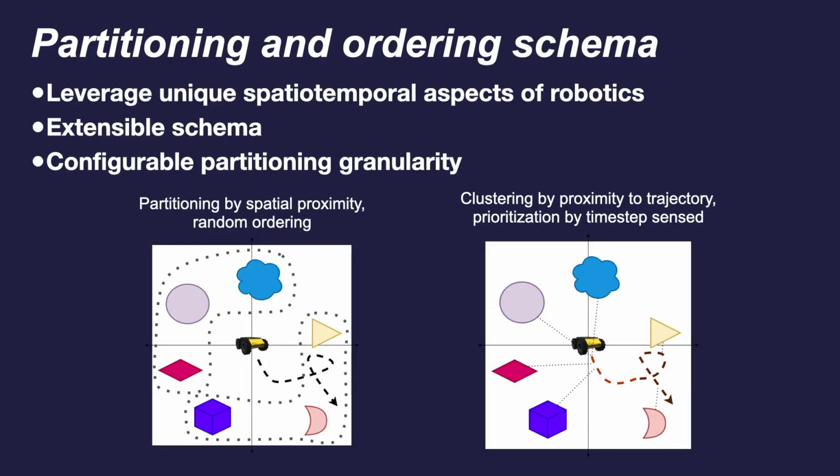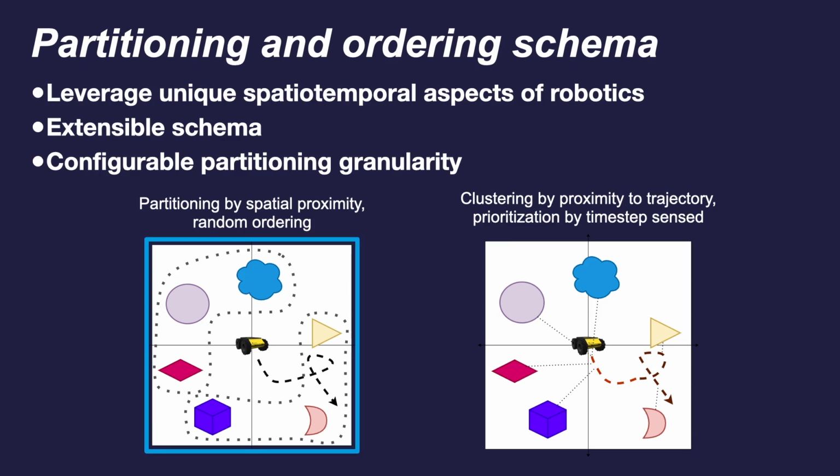The partitioning and ordering schema we highlight in this paper leverage the aspects of spatio-temporal relationships endemic to robotics. Our partitioning schema are extensible, so they can incorporate any aspect of the scenario that is of interest. The diagrams here and on previous slides have a partitioning granularity of 2, but that is configurable as well.